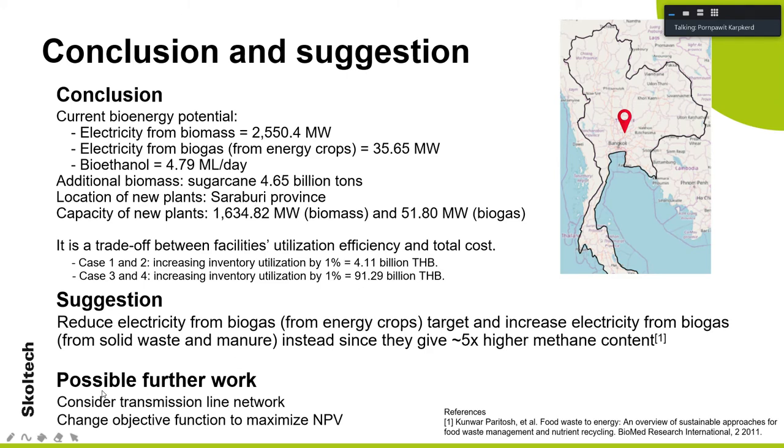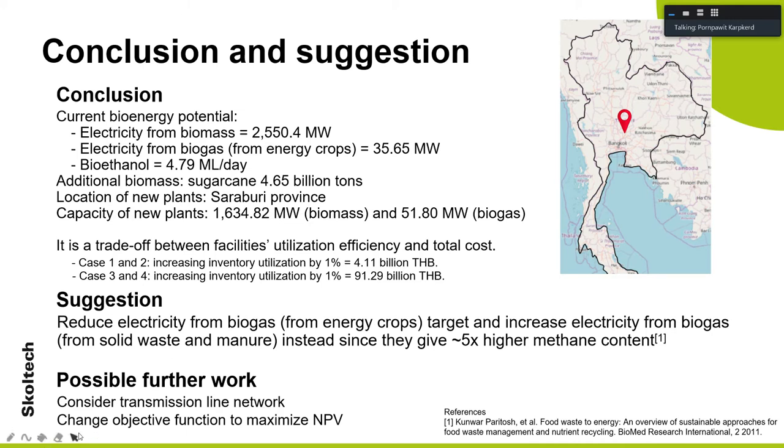For future work, we can include the transmission line network constraint. In my thesis, I didn't consider it because I couldn't access this data. According to the AEDP, at present Thailand doesn't have enough transmission line capacity to support all alternative energy production. So if we consider the transmission line network, I think we will get more practical and more precise results.